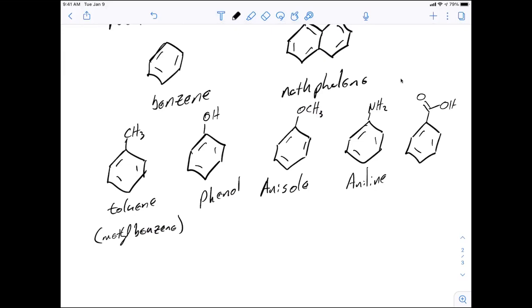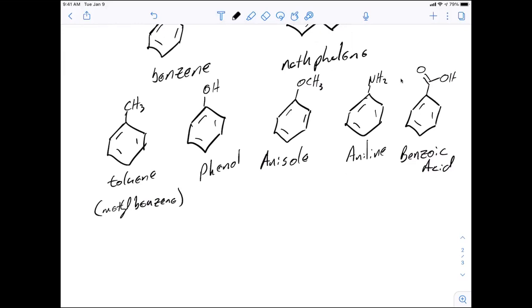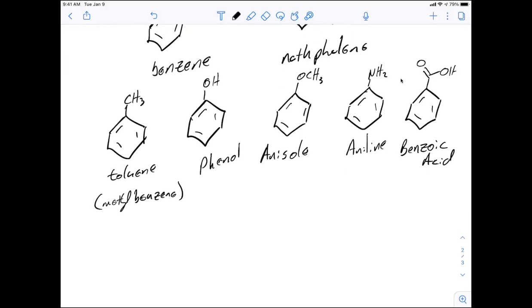Put a carboxylic acid on it. Benzoic acid. This is a common one. If you've had a soda today, there's a high chance that you had sodium benzoate. Sodium benzoate is just the sodium salt of benzoic acid. You'll see sodium benzoate as a stabilizer in lots of manufactured goods, right?